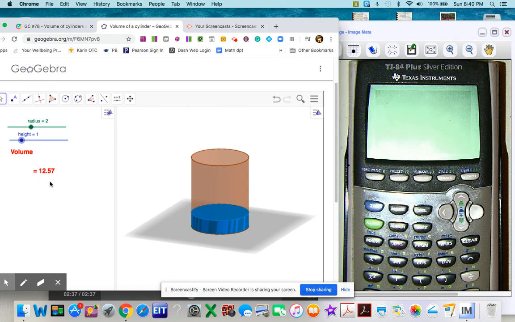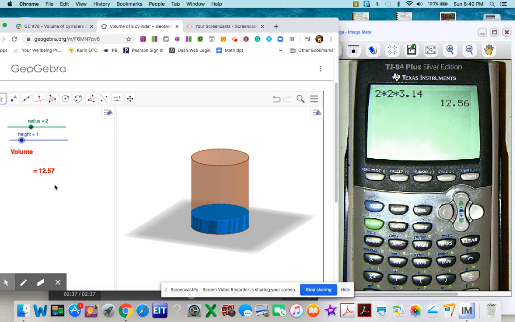How are they getting this volume of 12.57? Well, let's think about what shape the base is. The base is a circle. Do you remember how to find the area of any circle? Do you remember how we take radius times radius times pi? So I'm going to take 2 times 2 times 3.14 to get our approximate value. And that's probably where this 12.57 or so is coming from.